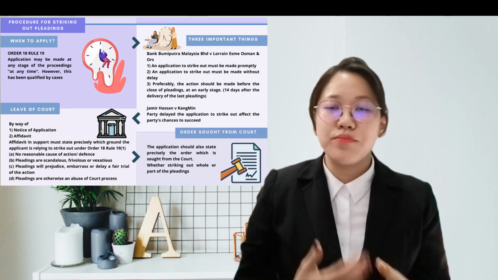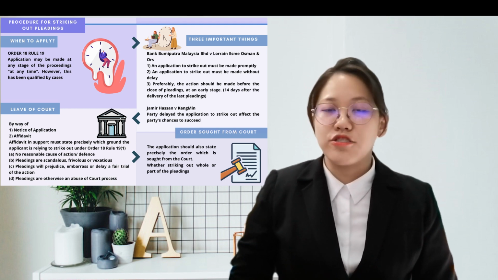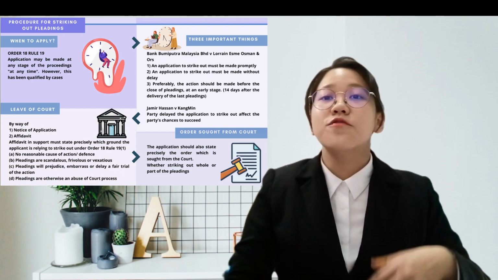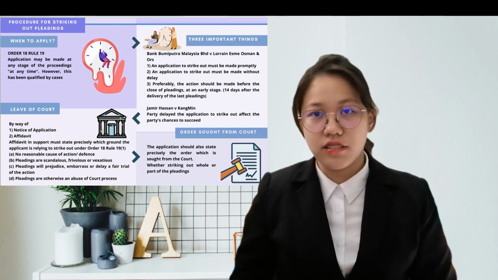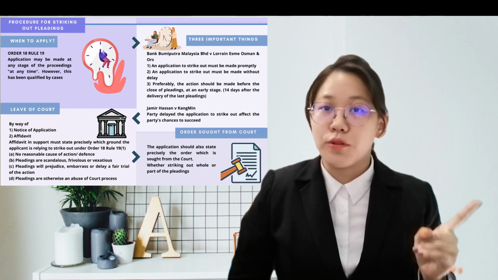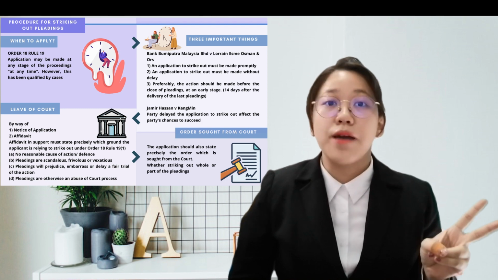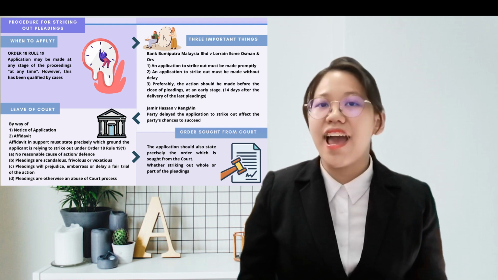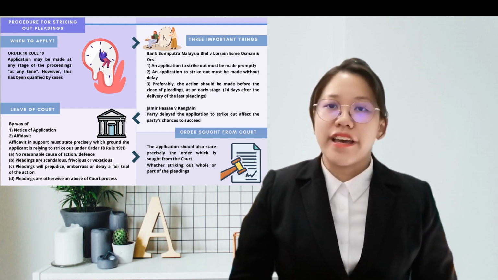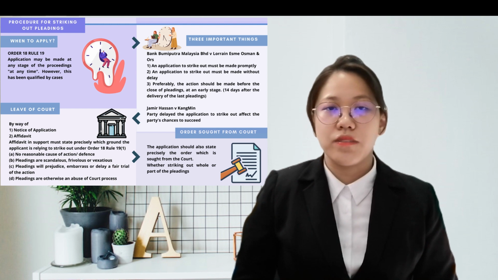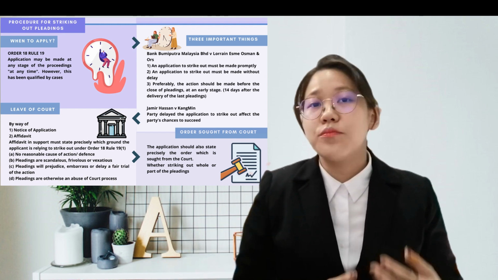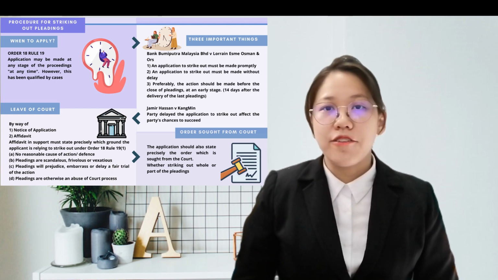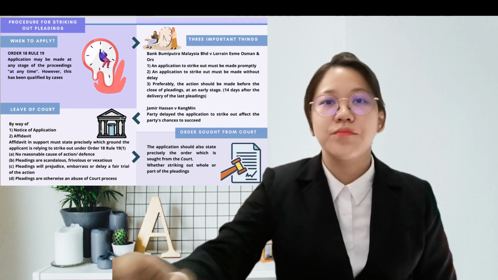The second one is that applications to strike out must be made based on three things, and this can be seen in the case of Bank Bumiputra Malaysia Berhad versus Loh Azams Osman and others, where applications to strike out must be made promptly and without delay, and preferably before the close of pleadings, especially within 14 days after the delivery of the last pleadings. This can also be seen in the case of Jamil Hassan versus Kaming, where the party delayed the application to strike out, affecting the party's chance to succeed.